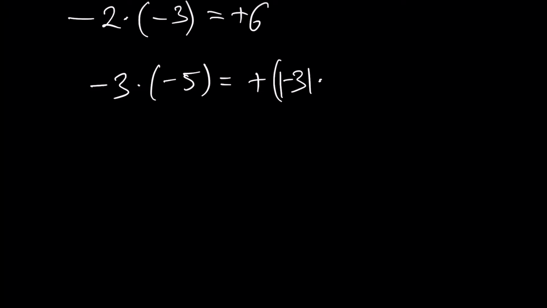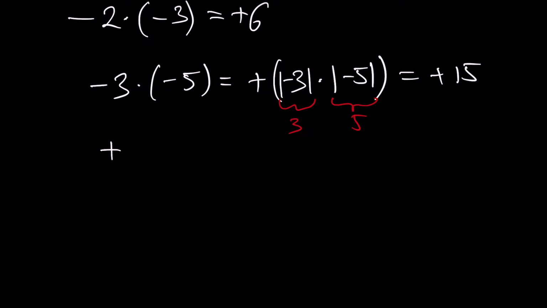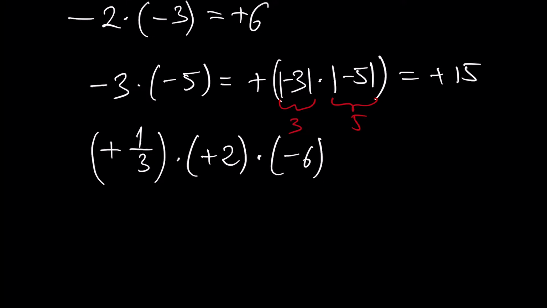-3 times -5. This is 3 and this is 5. So answer will be plus 15. Plus 1/3 times plus 2 times -6 times -7.